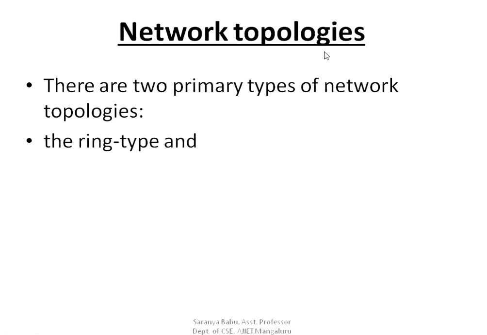One is ring type, and another one is hub spoke topologies. These are the 2 primary types of network topologies. Clear? Now each of the topologies has different characteristics and benefits. They have their own characteristics and they have their own benefits as well. Fine. We'll see each one.